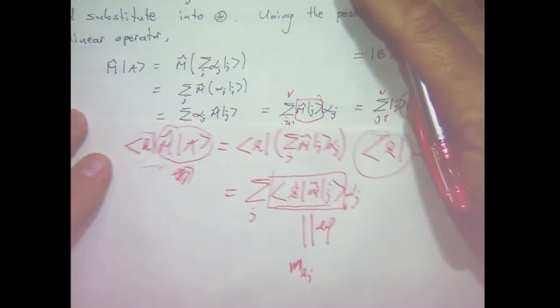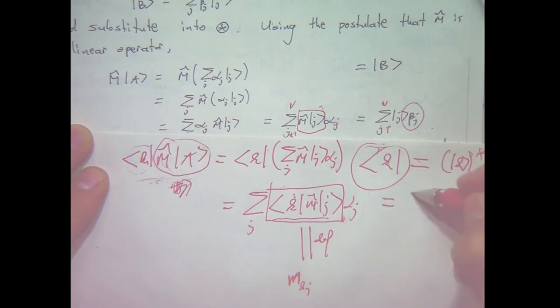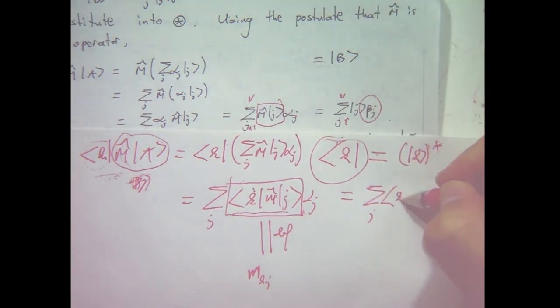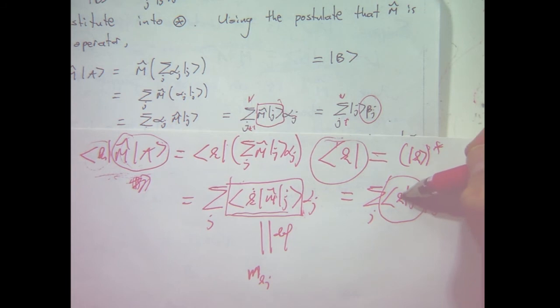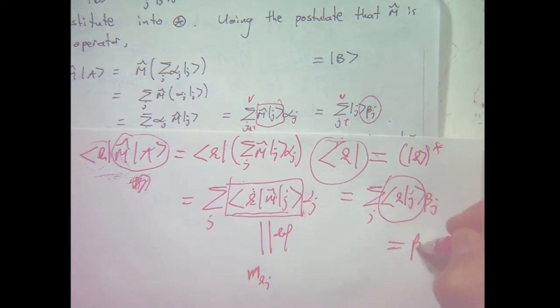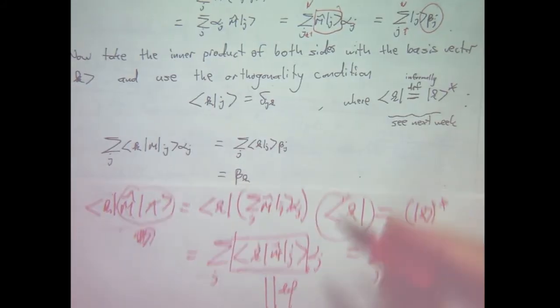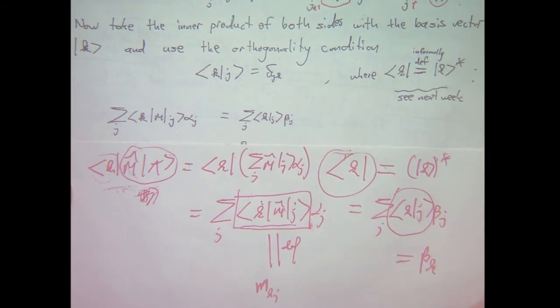And the reason why we do that is that now that equals the sum over j of m kj beta j. Now these things are orthonormal, so all of these inner products are zero except when j equals k. So this picks out j equals k, and that leaves beta k, like that. And here we have the sum over j of m kj alpha j equals beta k.